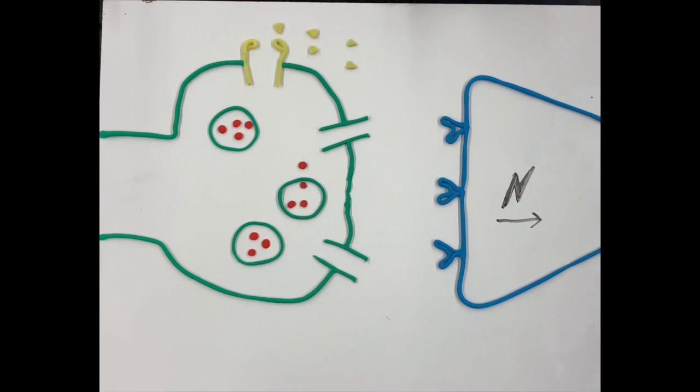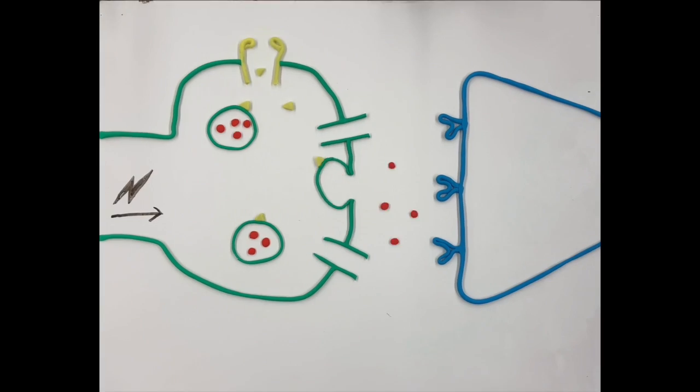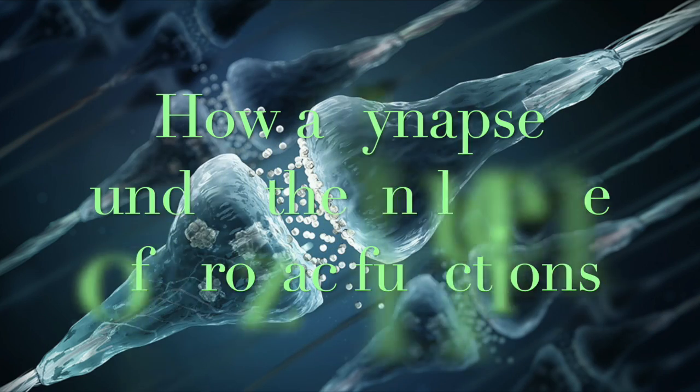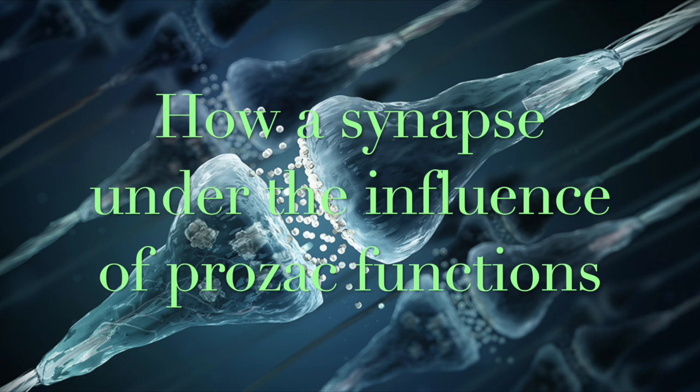Now that you know what's happening, the sped up version should make more sense now. Now let's move on to a synapse under the influence of Prozac. Let's note that Prozac is meant to treat anxiety and depression, and that synapses under the influence of depression typically have less serotonin in each vesicle.